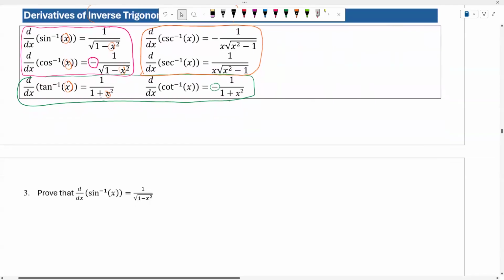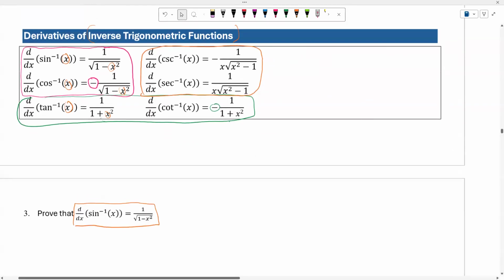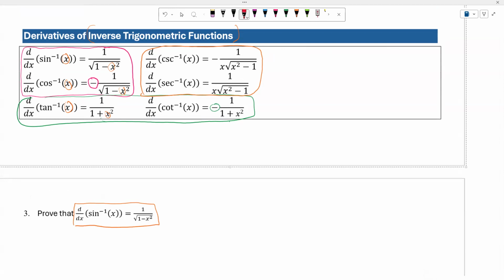So in order to prove the derivative of sine inverse of x equal to 1 over square root of 1 minus x squared, we need to know some identities before we actually work it out, proving trig functions, inverse of trig functions. We need to remember the identities: cosine squared x plus sine squared x equal to 1.